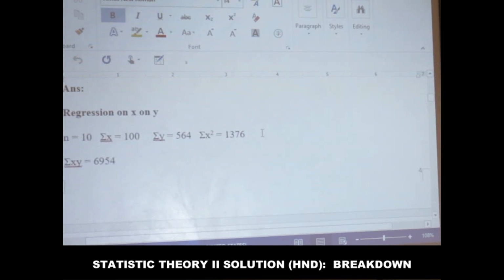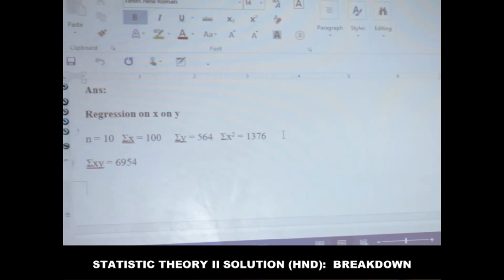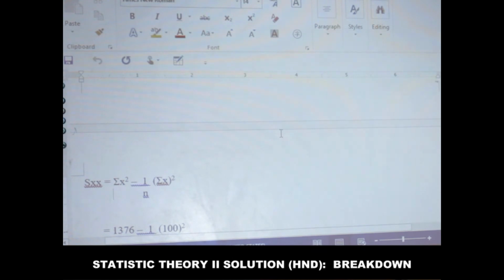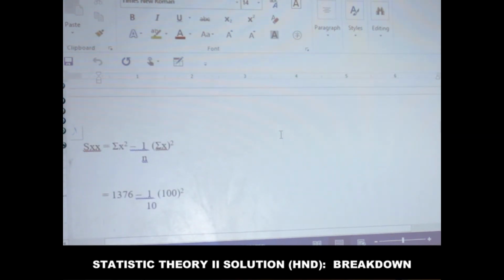So firstly, we look for the regression of x on y. That is, we are going to make use of the regression of x. So we proceed. We have n equals 10, summation x is 100, the same parameter. Then you proceed by solving the estimation of x as saying that summation x squared minus 1 over n into bracket summation x close bracket squared. We have been given the whole data.